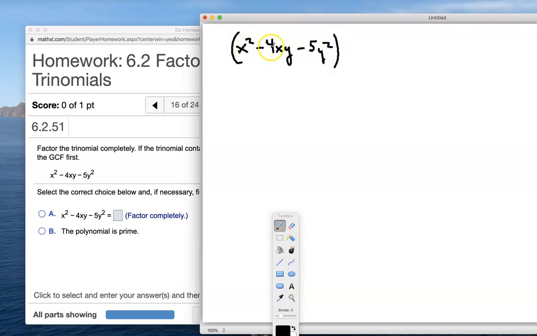It's a double variable problem. Get rid of the second variable. Okay, so temporarily get rid of the second variable. The second variable is y. Rewrite the problem without the second variable. Factor this guy, which we know how to do.